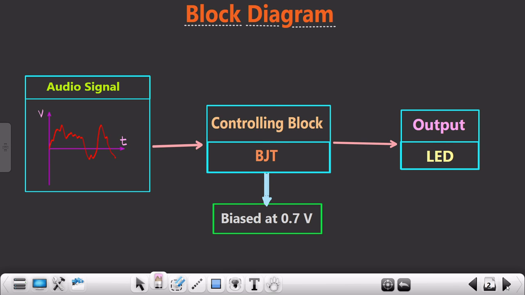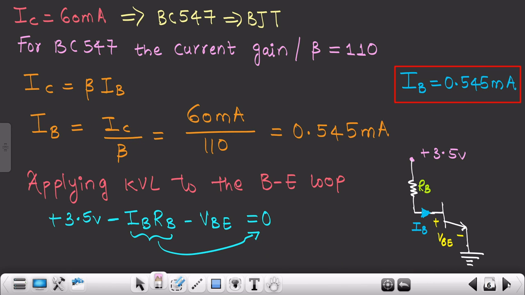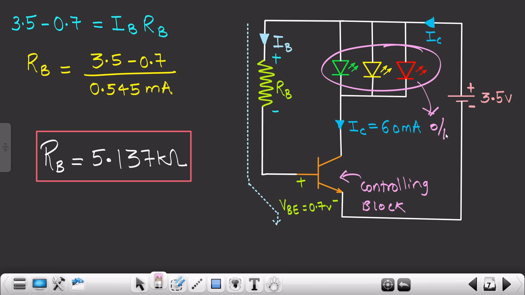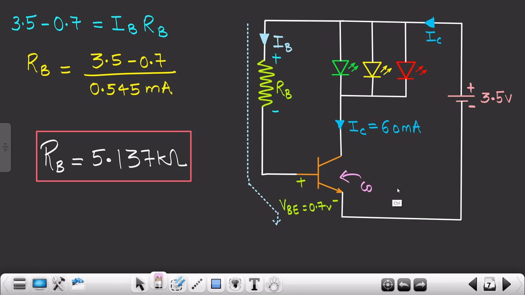Let me move over here. Here we are going to connect the audio signal. This is your controlling block, and these three LEDs are nothing but your output. Let me erase this particular thing, because when you refer to the PDF, it won't look that proper, and that's why I explained this particular part in the video itself.